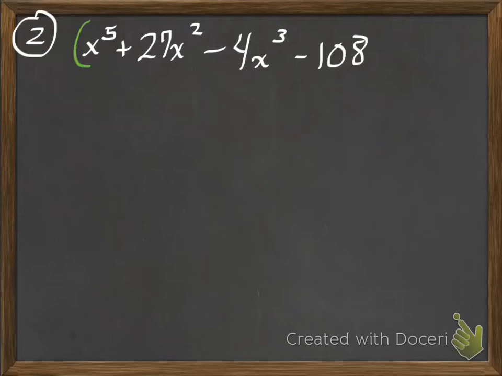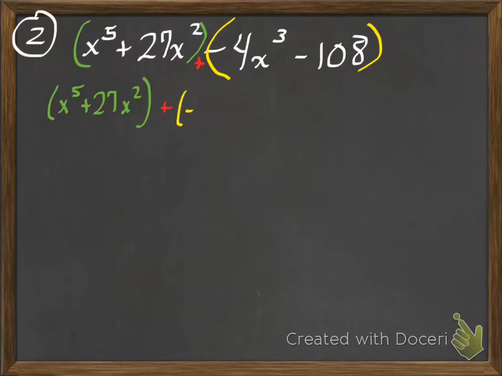So my first parenthesis plus my second parenthesis. So x to the 5th plus 27x squared, plus a negative 4x cubed minus 108.